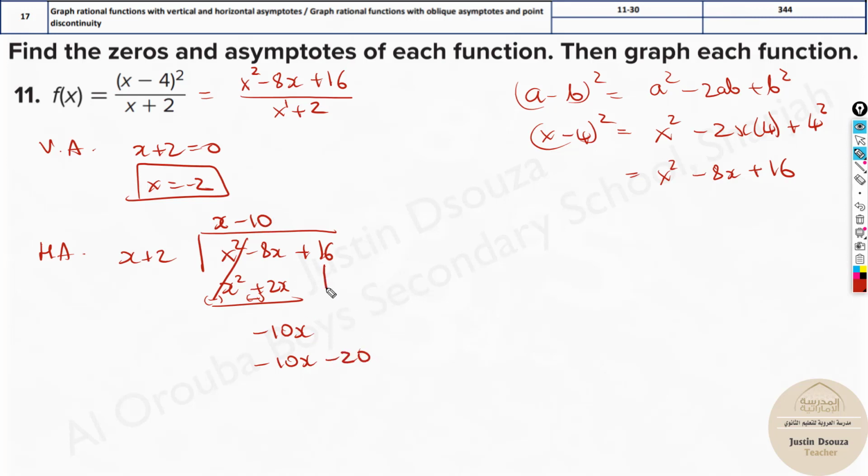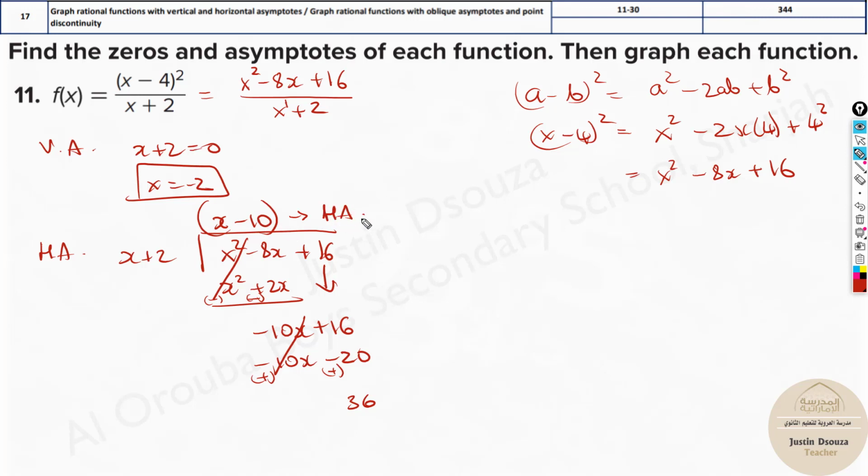But I forgot to do one thing. I forgot to bring this down. This comes down over here. Now you have to change the signs here, so when you change it, it will cancel off. And here the remainder remains. The remainder is 36, but we are not interested in the remainder. You can skip this. If you get this much, that is more than enough. This is the oblique asymptote.